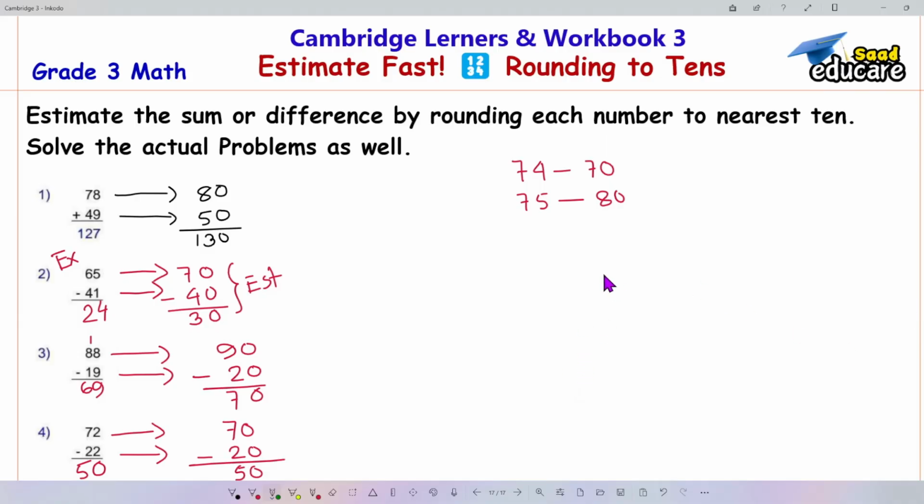So again I want to say, like 69, nearest 10 is what? 70. But 71, nearest 10, this one also 70. So be careful about this one. So in this video I am trying to solve 7 math.